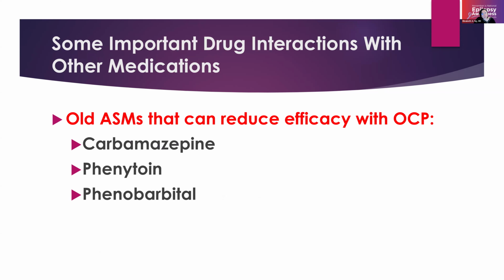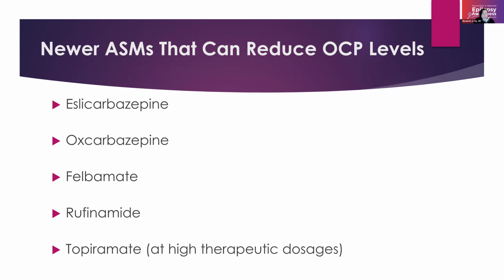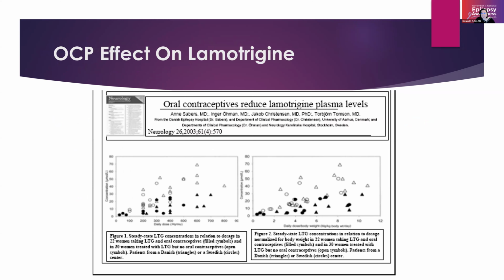So it's important to also consider the drug interactions with other medications. Some of the older ASMs can reduce the efficacy of the OCPs, like phenytoin and phenobarbital. And some of the newer ASMs can also reduce the OCP levels, like felbamate, oxcarbazepine, rufinamide, and topiramate at higher therapeutic doses. And the oral contraceptives could also reduce the plasma levels of some of the ASMs, namely lamotrigine.